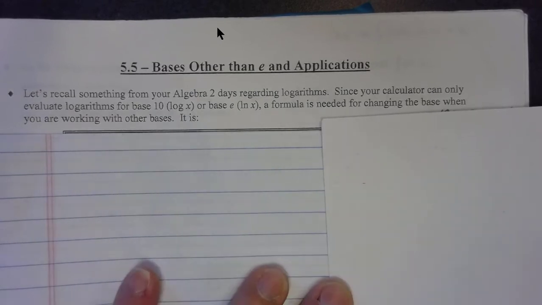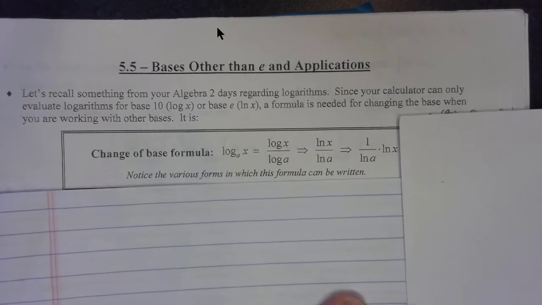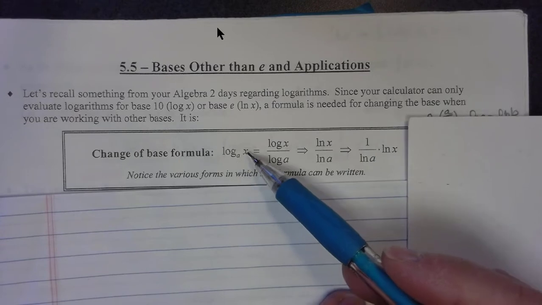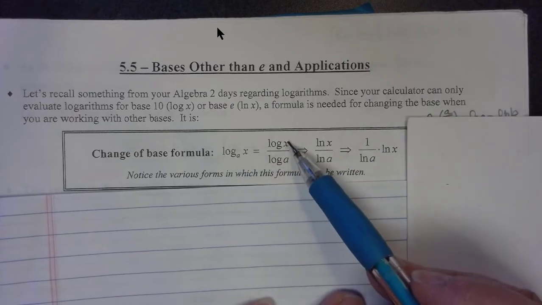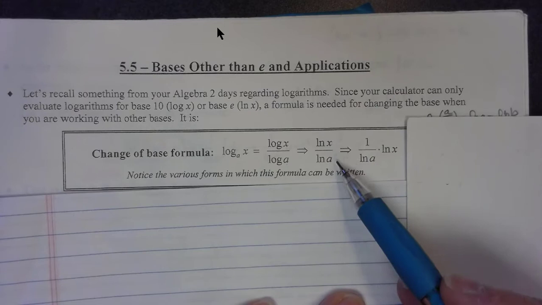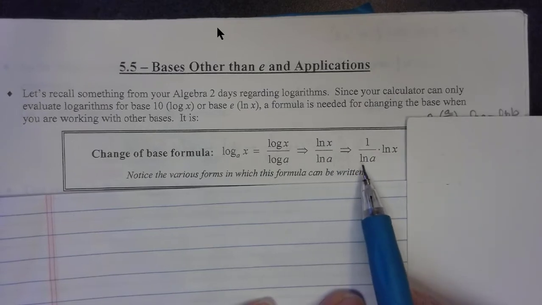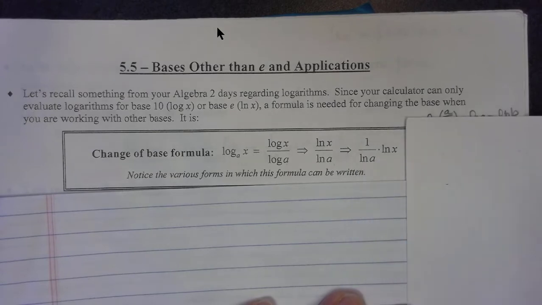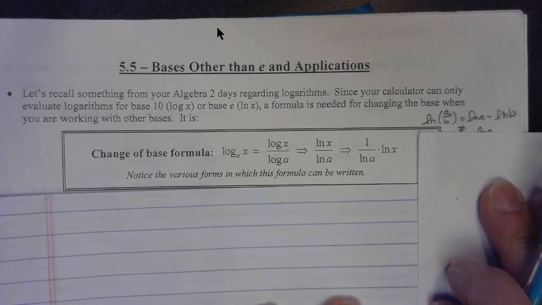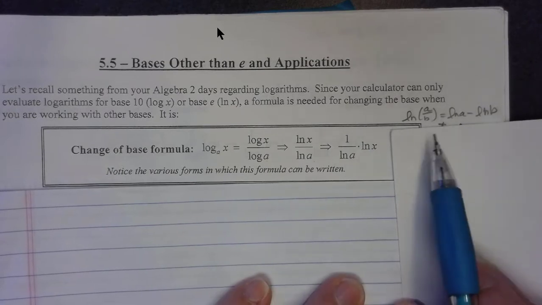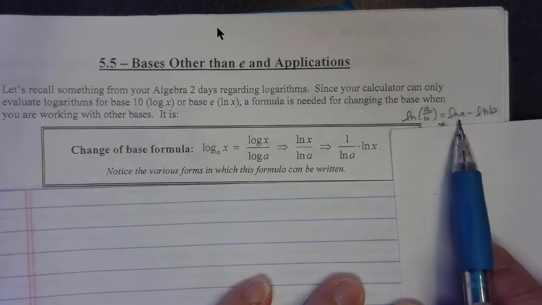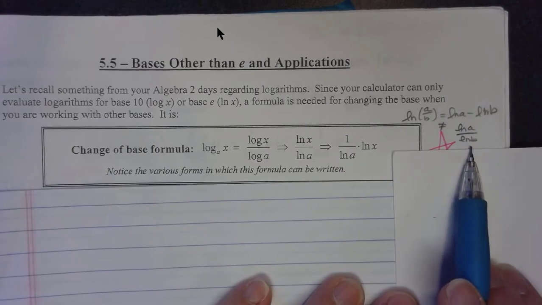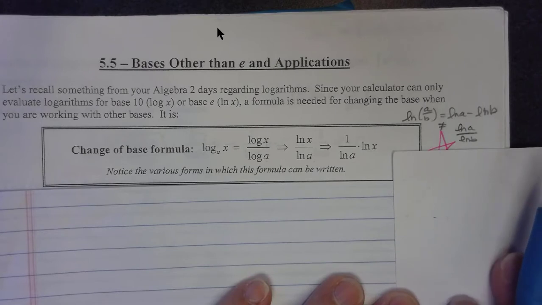And that formula is log base a of x. In other words, a to what power gives x can be found by log x over log a, or ln x over ln a. Or you could rewrite this as 1 over ln a times ln x. Notice that ln a is just some constant. Remember, we have learned that ln of a over b is ln a minus ln b. It is not ln a over ln b, which, as you can see, is your change of base formula.